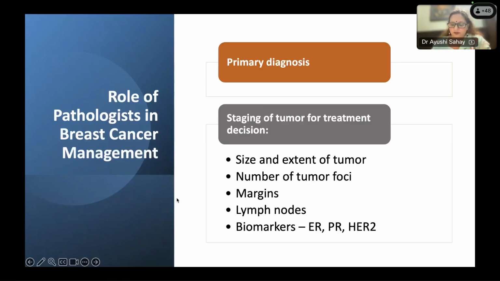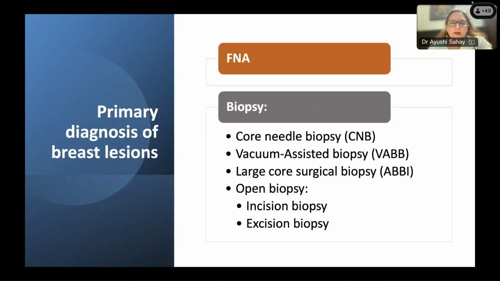The first and foremost function of pathologists in breast cancer management is primary diagnosis. Secondarily, we also do the staging of tumors for treatment decisions, with the size, number of tumor foci, margin, lymph node, etc. But that comes later. First and foremost, the duty of a pathologist is primary diagnosis, for which there are multiple modalities available.